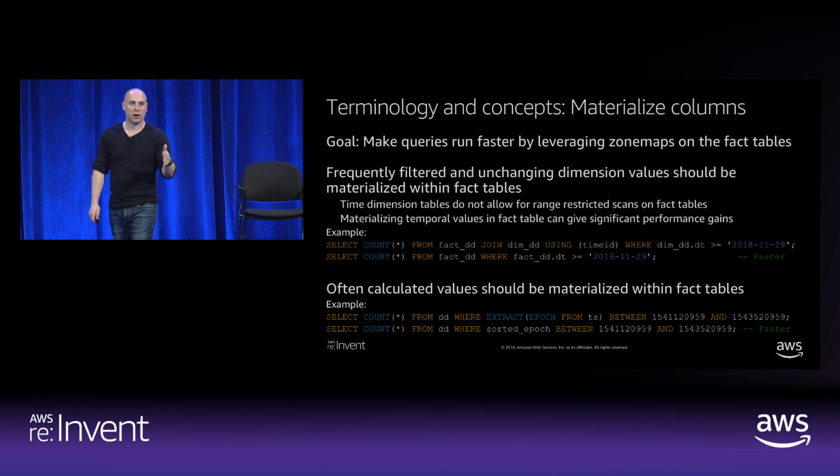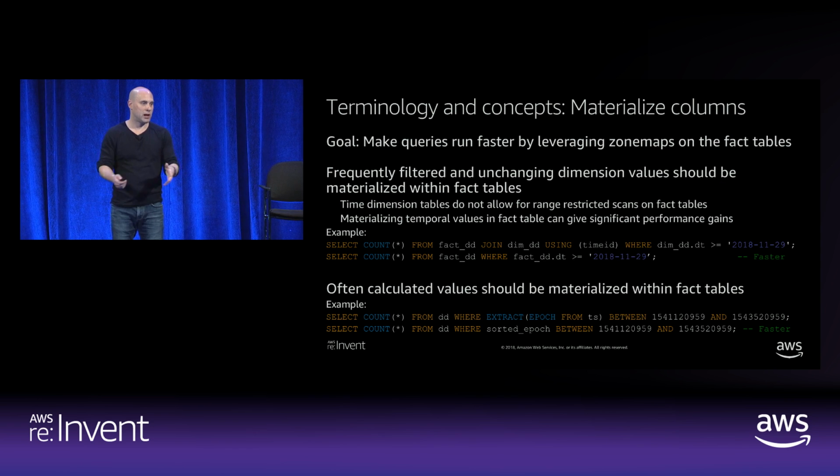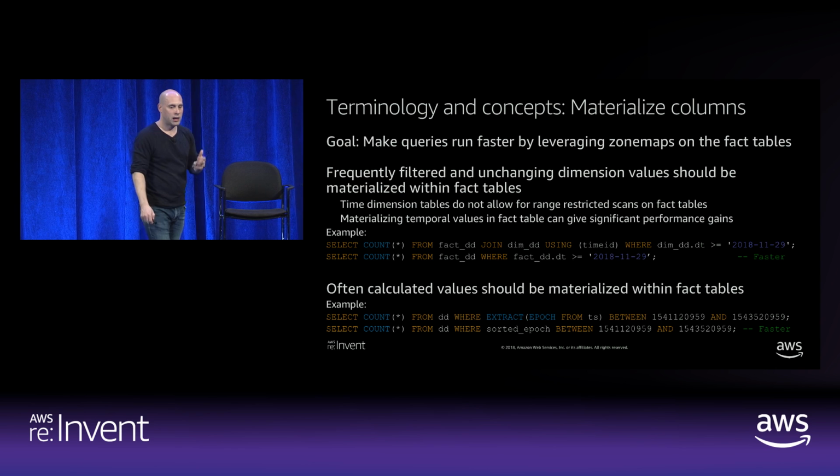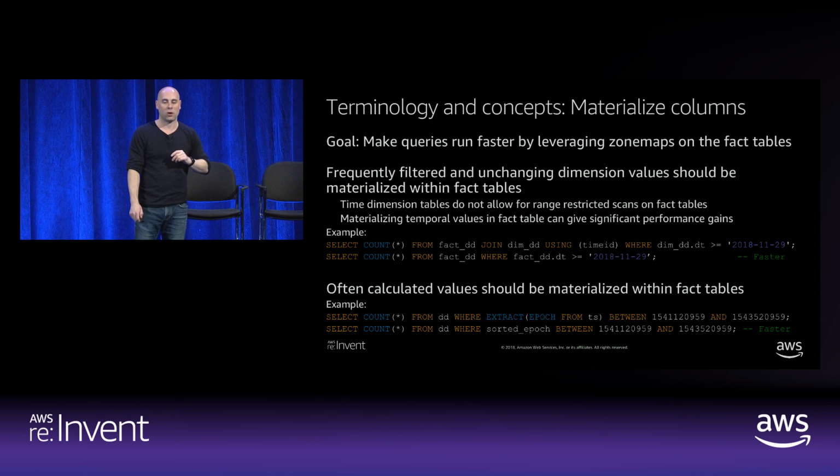Because Redshift is columnar, writing out a few extra columns to a table or having very wide tables, there's not a lot of penalty to that. You pay a little bit extra for storage, but it has a dramatic impact on performance.